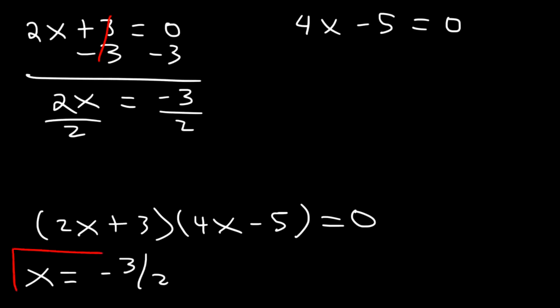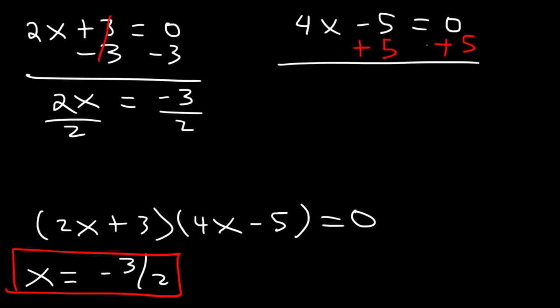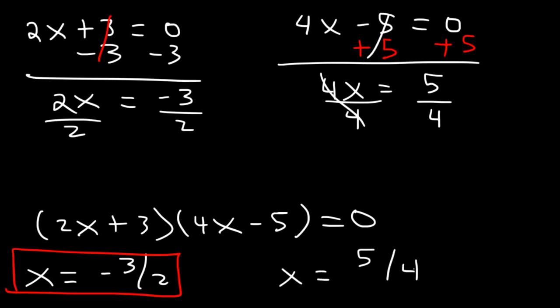Now let's find the other answer. So let's add 5 to both sides. So we can see that 4x is equal to 5. And then let's divide both sides by 4. So x is equal to 5 over 4. And that's it for this problem.